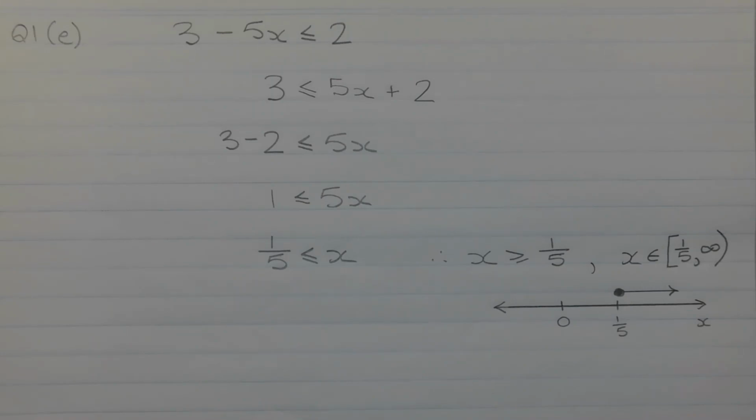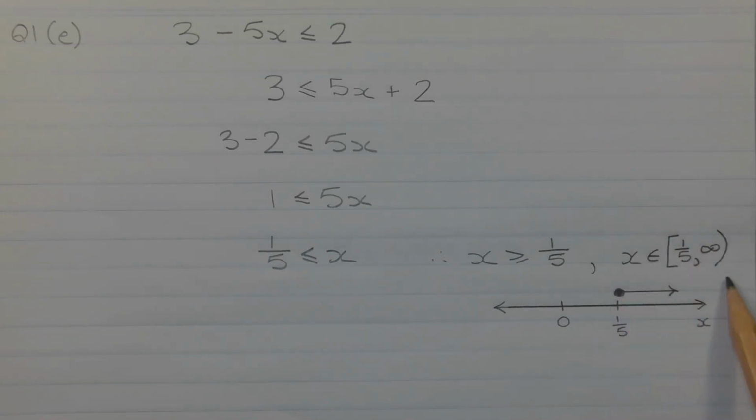When we're quoting a solution to an inequality, we usually have the variable on the left-hand side. So basically, I'm rewriting this solution with the variable on the left-hand side. So we have, therefore, x is greater than or equal to 1 over 5.